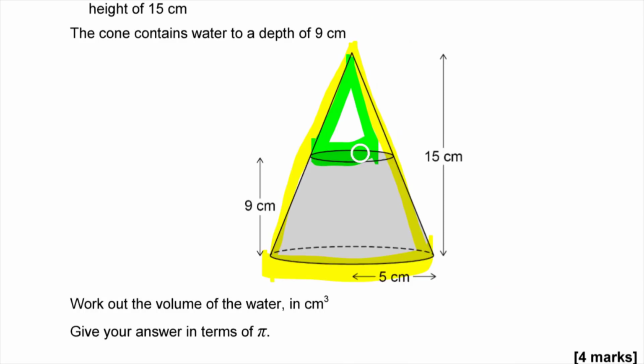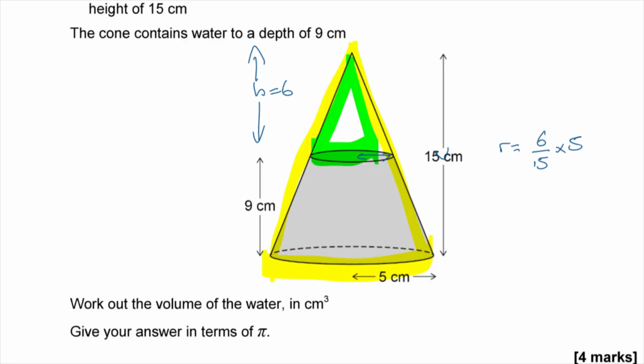Now what we need to do is work out the radius and the height of this cone. Now the height's easy enough. It's the difference between the 9 centimeters and the 15 centimeters. In other words, it's got a height of 6. Now because the large cone and the smaller cone are similar, they have the same angles, so all their sides are going to be in the same ratio. So the radius of the smaller cone is going to be 6/15 of the radius of the larger cone.